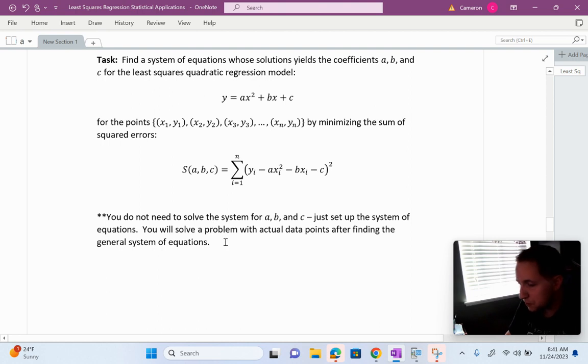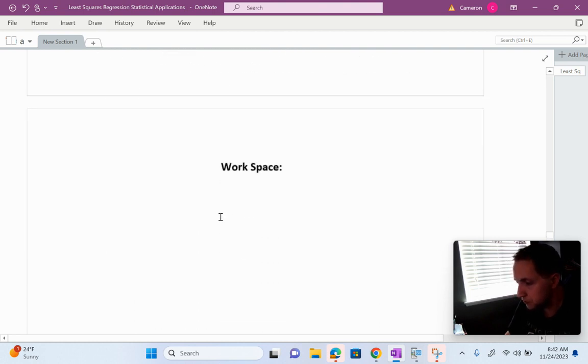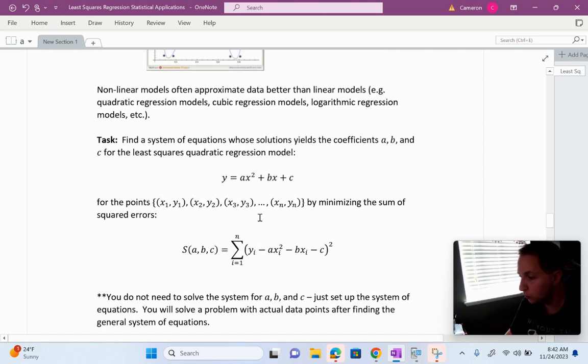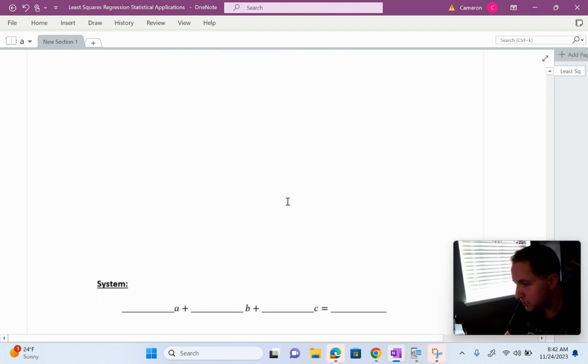And then you're going to solve a problem at the end with actual data points after finding the general system of equations. So I just want to run through what you're going to do. So here's your workspace. This is where you're actually going to compute your partials and find your system of equations that would help you solve for the A, B, and C values that minimize the sum of squared errors of this best fit parabola, this quadratic regression model. So you have quite a bit of workspace. Feel free to add an extra sheet of paper if you need to continue.